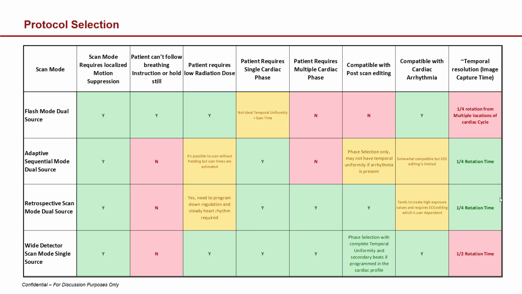Now, you can use adaptive sequential mode with cardiac arrhythmia if you limit your scans to a millisecond value of systole. Same with retrospective scan modes. If you don't do it in the retrospective scan mode, then you could potentially use one of those really traditional high exposures, because the system won't know when to downregulate. So that's specifically when you're using the percentage relative value to identify when to up and down regulate the tube current. Now the wide detector scan mode, that is very compatible with the arrhythmia.